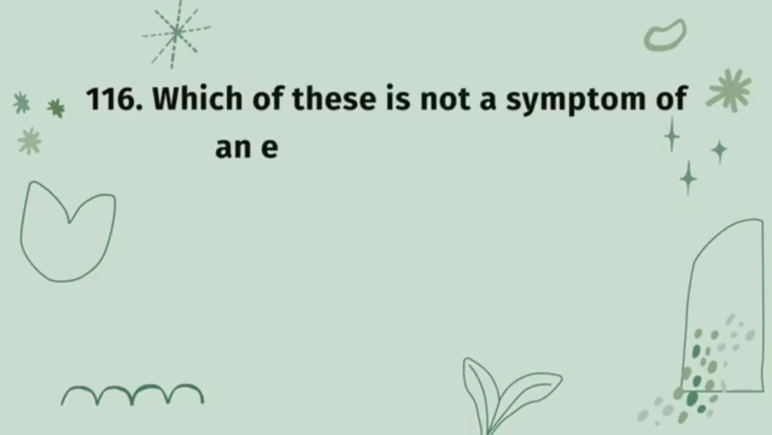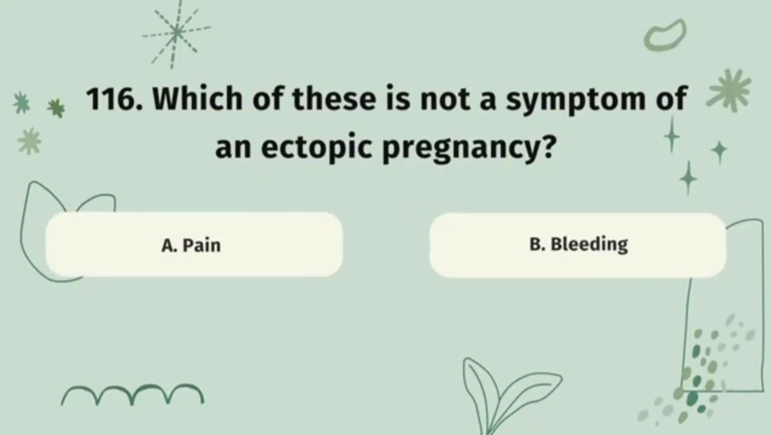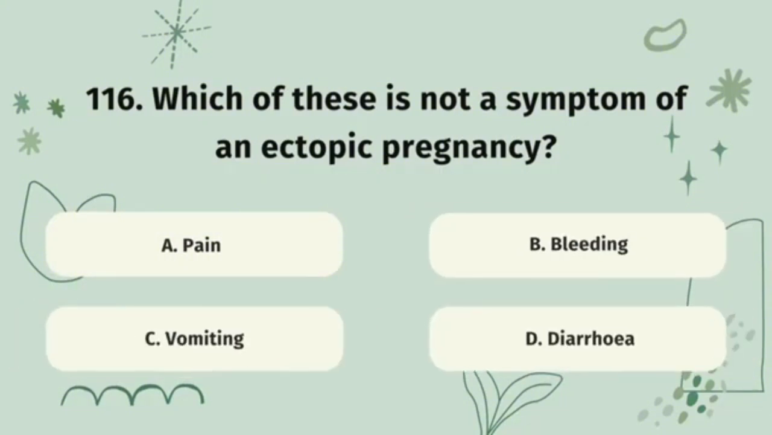Question 116. Which of these is not a symptom of an ectopic pregnancy? Option A. Pain. Option B. Bleeding. Option C. Vomiting. Option D. Diarrhea. The correct answer is C.